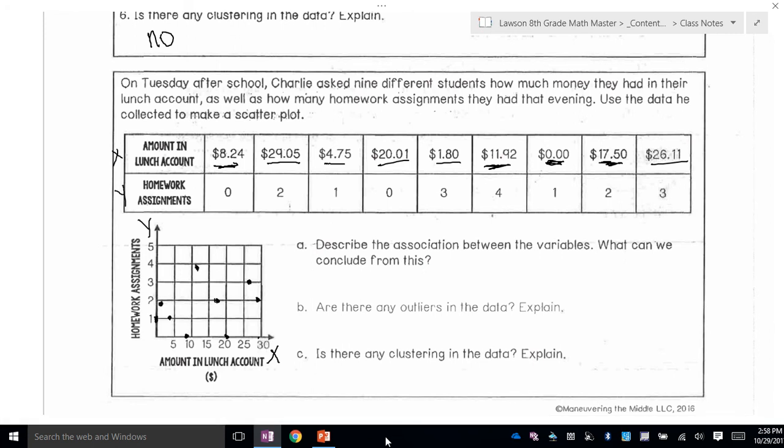Okay. It says, describe the association between the variables. What can we conclude from this? So if I'm looking over here from left to right, does it look like I have any sort of trend happening? Not at all. I couldn't go up, I couldn't go down. These points are just very, very scattered along this graph. So I'm going to go ahead and say that there is no association.